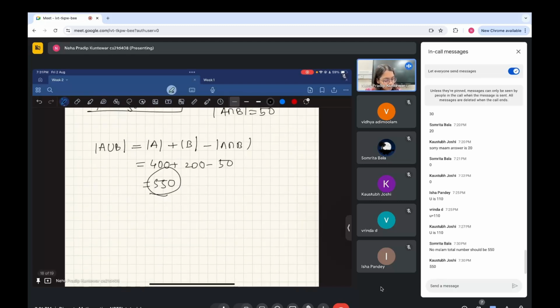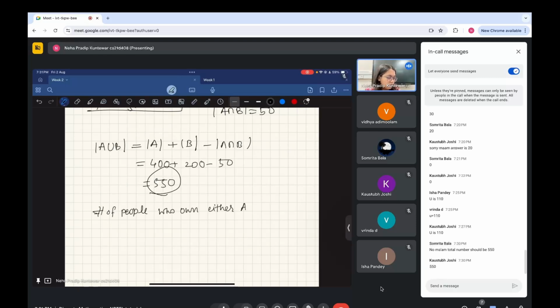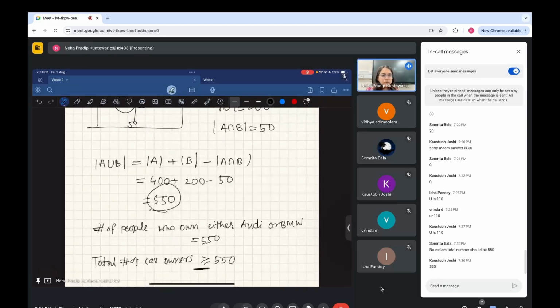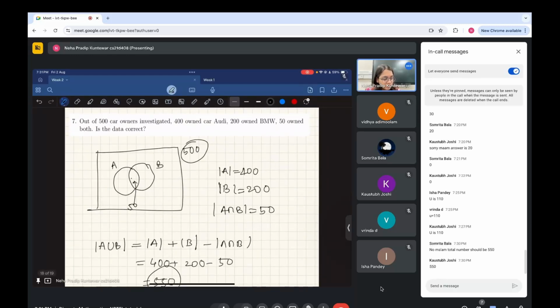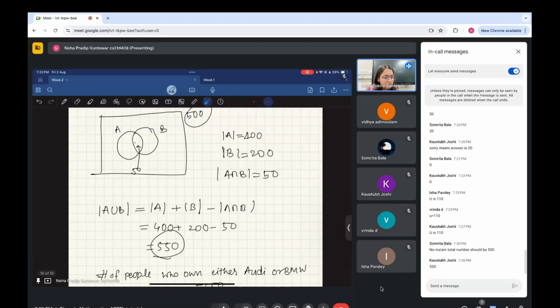Okay, but the problem with this is that, so let me write this. So the number of people who own either Audi or BMW is 550, but the total number of people that you have, the total number of car owners, that means the total number of car owners should at least be 550. So why am I writing at least is because the data that we have written only accounts for the number of people who have Audi or BMW, but there could be people who own other kinds of cars. So this number can only shoot up. It can't ever get lesser than 550.